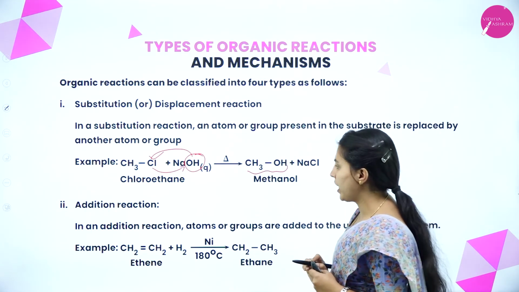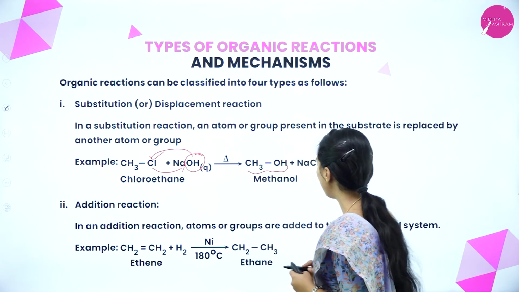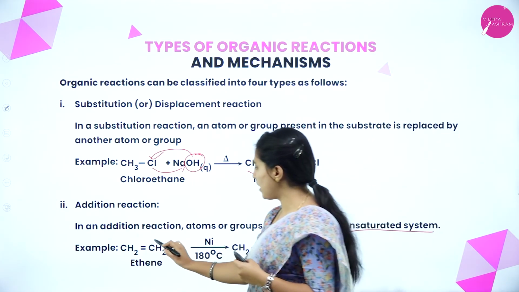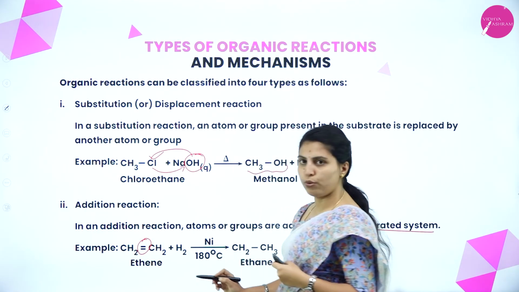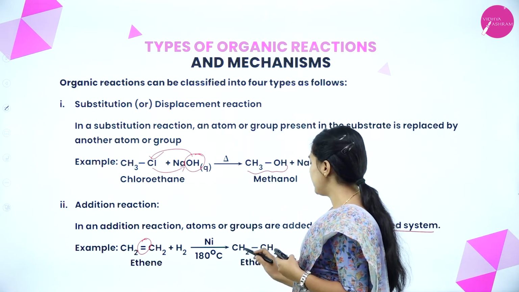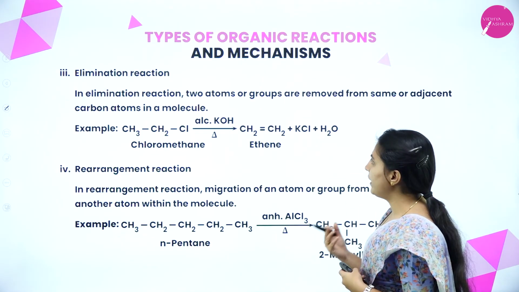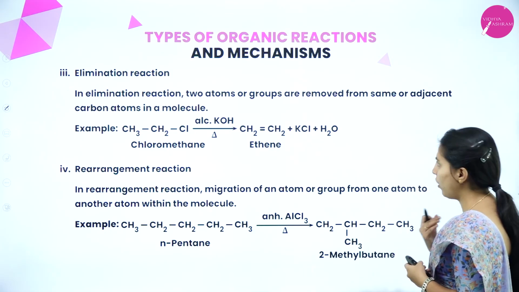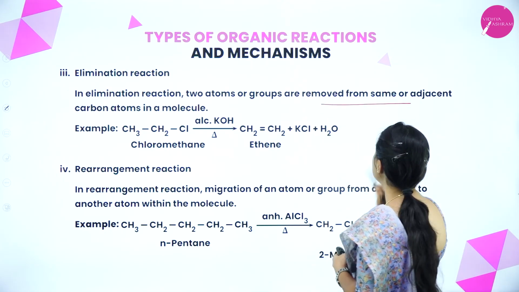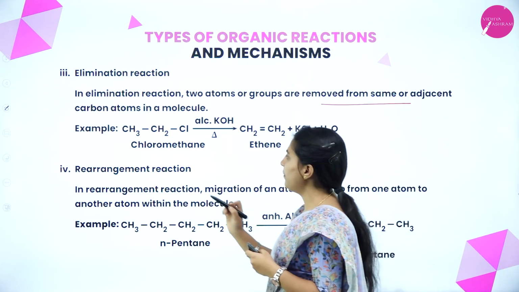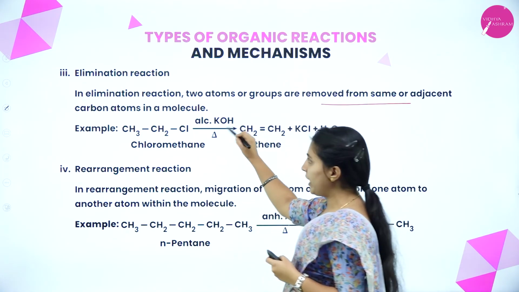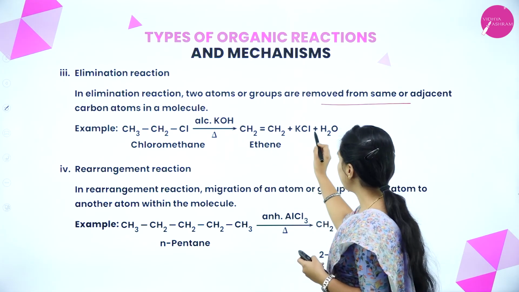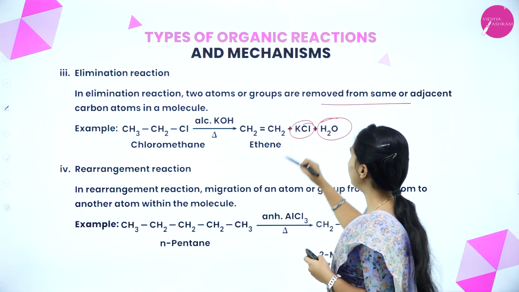And addition reaction. In an addition reaction, atoms or groups are added to the unsaturated system. Addition means, see, this is an unsaturated system. Here H2, hydrogens are added. See here, CH2 will form. And next is elimination reaction. In an elimination reaction, 2 atoms or groups are removed from adjacent carbon atoms. See, chloroethane, by the addition of alcoholic KOH, will form ethene. Here KCl will be removed and a water molecule will be removed.